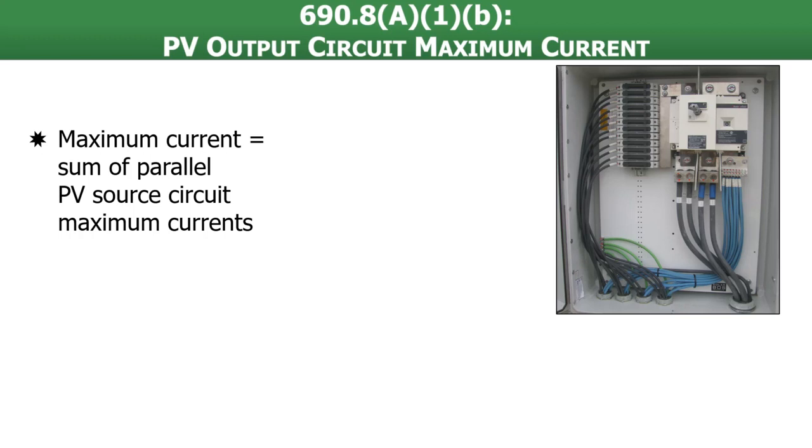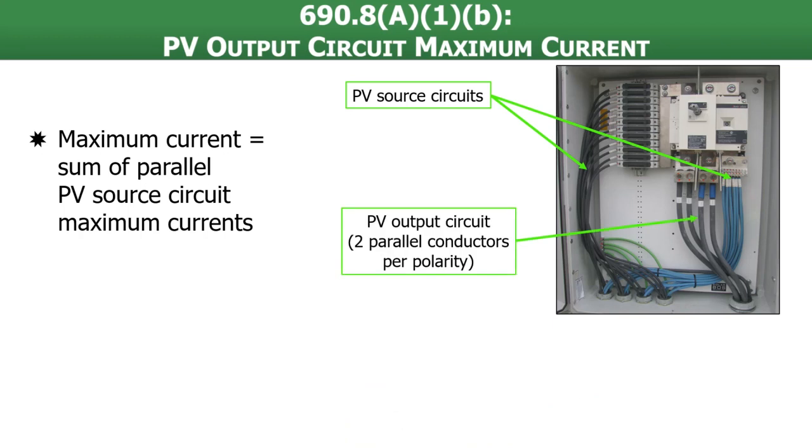So what does that look like? Well, we see in this picture over here on the right, we have multiple PV source circuits coming into a combiner box and leaving as a combined amount. When we combine in parallel, the current adds. So the PV output circuit here is going to be 2 parallel conductors per polarity. This takes all of the PV source circuits and combines them into a PV output circuit, which happens to have 2 parallel conductors per polarity. So one circuit, but 2 parallel sets of conductors that we see here.